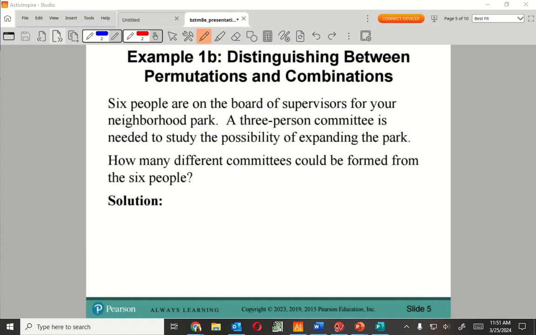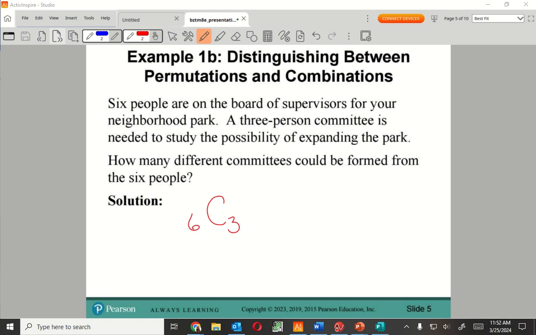Next one. 6 people are on the board of supervisors for your neighborhood park. A 3-person committee is needed to study the possibility of expanding the park. How many different committees could be formed from 6 people? Now, we're going to pick how many people? 3 of them, right? Does order matter? No. Order doesn't matter as long as those 3 people are picked. It doesn't matter what order, it's just those 3 are on the committee. So this is going to be a combination. How many is in the total group? 6, and I'm picking 3. So it's going to look like this.